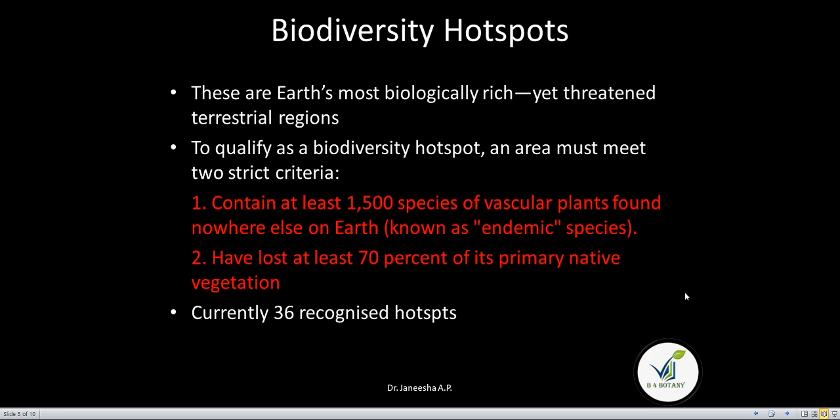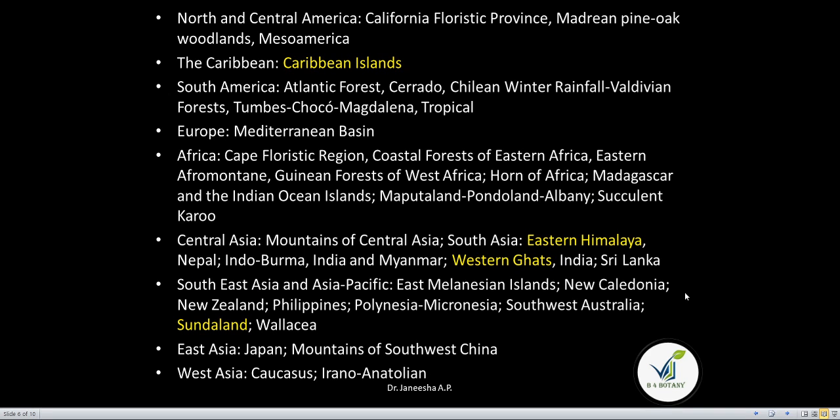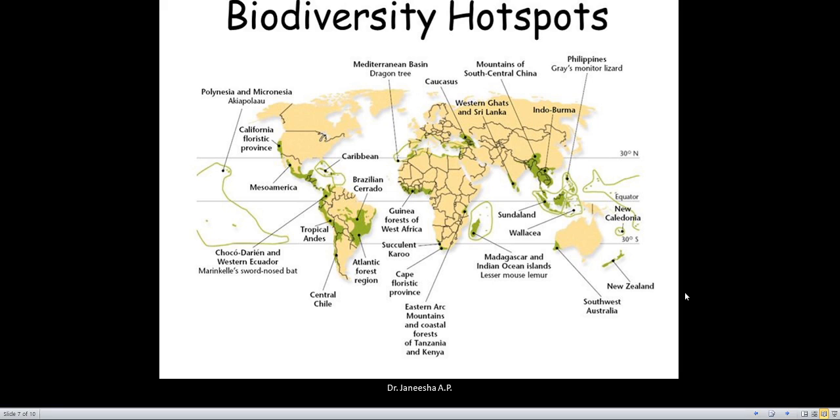Presently, 36 hotspots are recognized. These are the 36 hotspots. For easy remembering, some of the easily rememberable ones are Caribbean Islands, Eastern Himalaya, Western Ghats, and Sundaland. So, 36 biodiversity hotspots are present in our world. These are the pictorial representation of biodiversity hotspots.